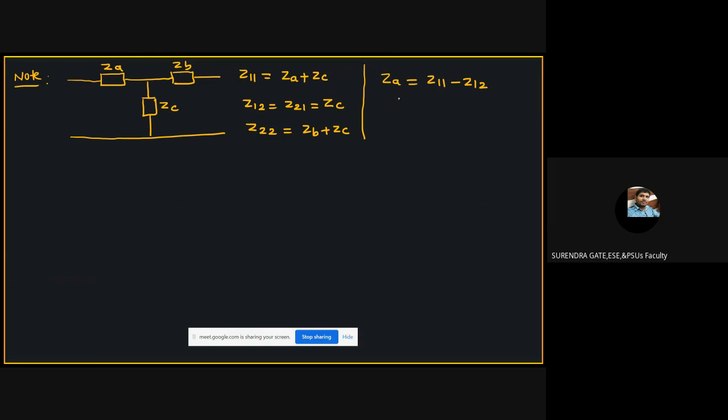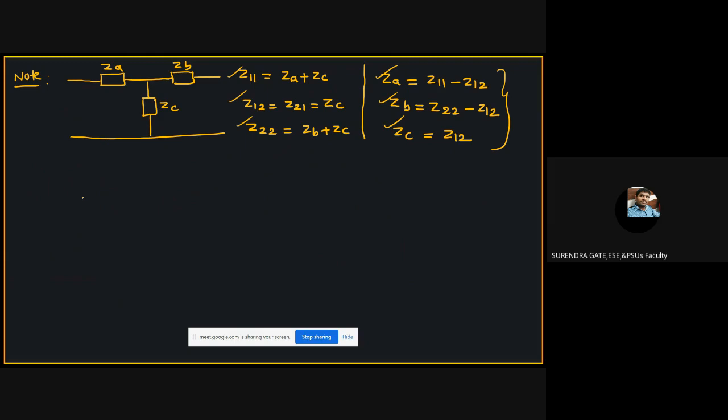What about ZB? How can we get ZB? To get ZB from this Z22, you can subtract ZC. ZC is Z12 or Z21. Then ZC equal to Z12 or Z21. Like this, by knowing ZA, ZB, ZC, we can calculate Z11, Z12, Z22. By knowing Z11, Z12, Z21, Z22, we can calculate ZA, ZB, ZC. These relations are also a concept.